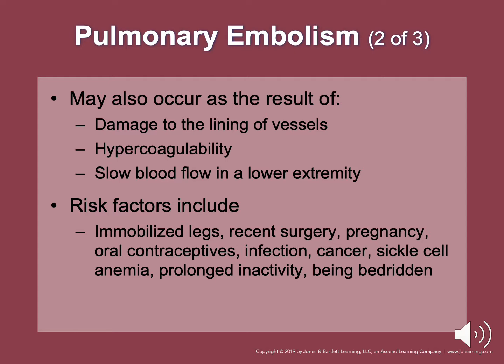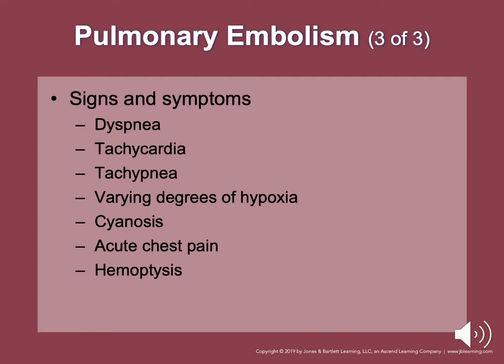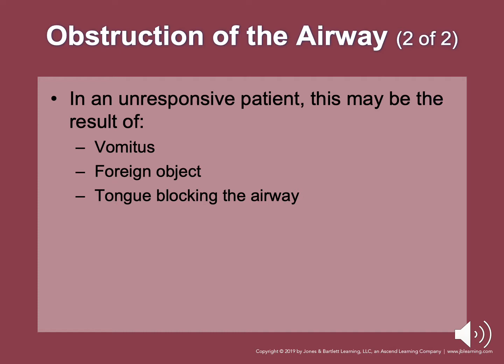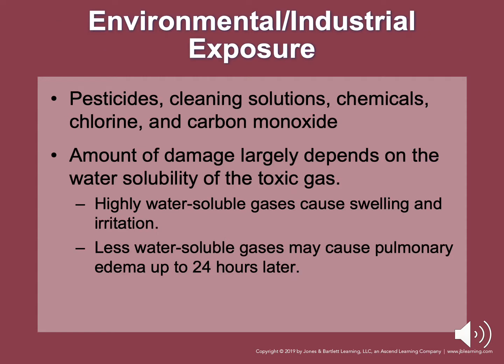Signs and symptoms: dyspnea, tachycardia, tachypnea, varying degrees of hypoxia, cyanosis, acute chest pain, and hemolysis. Patients with dyspnea may also have a mechanical obstruction, so I always think about that in the upper airway. We usually think of food, vomitus, a foreign object, or the tongue itself blocking the airway. Environmental industrial exposures include pesticides, cleaning solutions, chemicals, chlorine, and carbon monoxide.